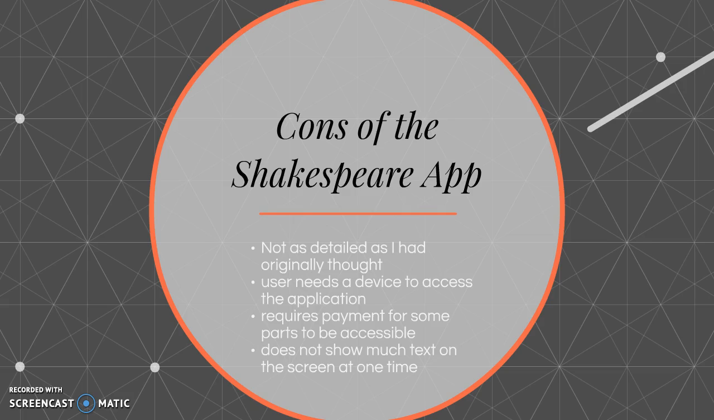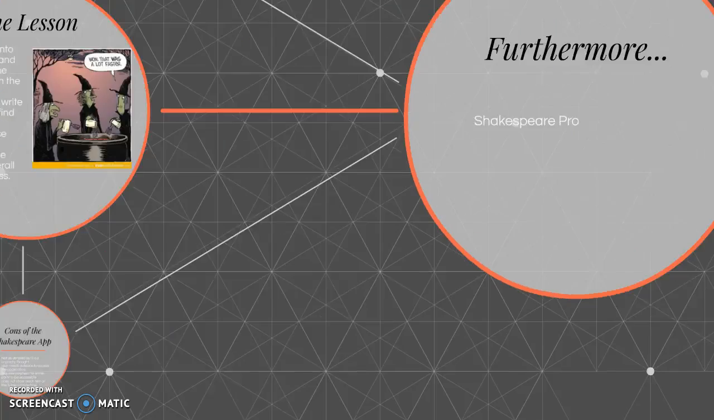Some parts did require payment, like the Shakespeare Pro, and I don't know what all the features are. And it doesn't show much text on the screen at one time. It was just a short amount of text. You could only read like 3 different lines at a time, so there'd be a lot of scrolling unless you shrunk the font size down, and then that would be annoying to read.